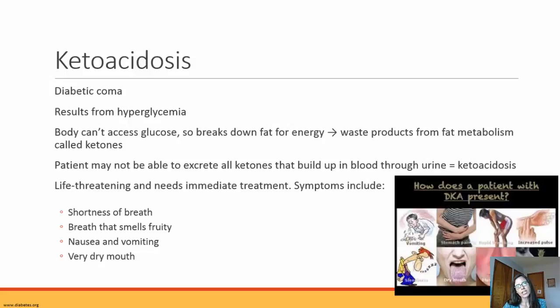Ketone bodies you can think of as a waste product from fat metabolism, but when we get too high levels of these ketones, it can lead to symptoms such as shortness of breath, we'll talk about why, breath that smells fruity, nausea and vomiting, and dry mouth.